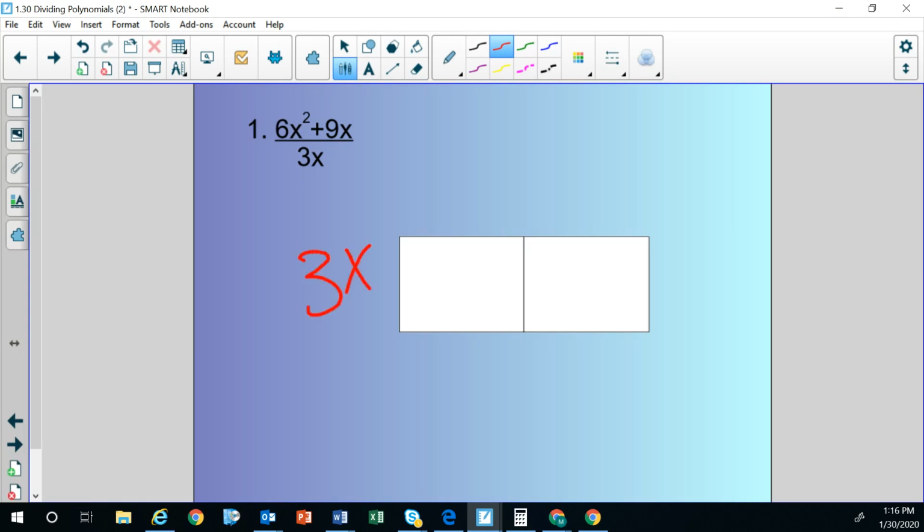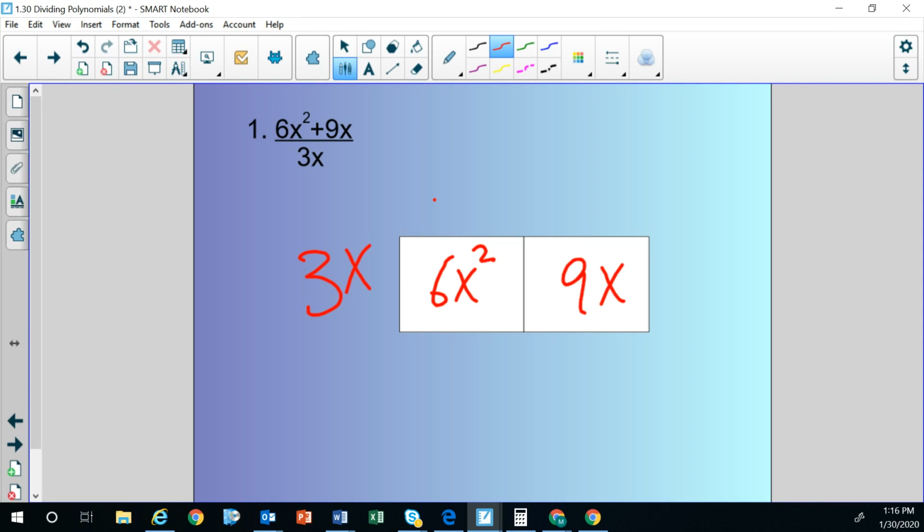Now, when we multiply, we would put the polynomial on top. But this time, we're going to put the polynomial inside the box. Okay, so I'm going to have a 6x squared in my first box and 9x in my second box. All right. So remember, when we multiply, I would have put the 6x squared on top. But this time, because we're dividing now, we're going to put it inside the box.